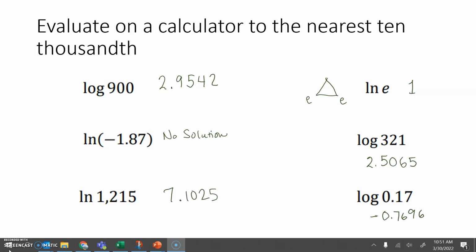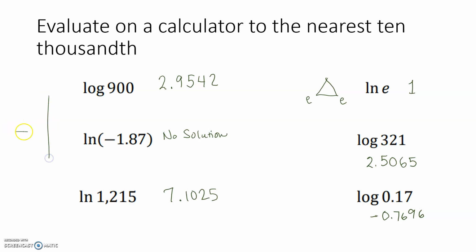Okay, my calculator gave me an error when I tried to do natural log of a negative number. And the reason for that is if you remember all these exponential graphs, they're all up in the first and second quadrant. So we don't have any y coordinates that are negative. So we can't do a natural log of a negative number, just like we can't do a log of 0. The other ones I just typed directly onto my calculator.